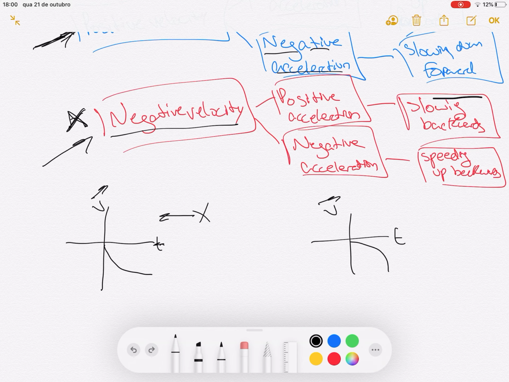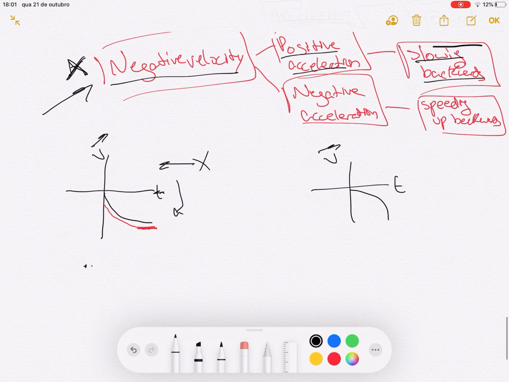So backwards means that it's below the x-axis. So yes, both of those could be. But one of them says slowing down and the other one speeding up. So how do we know if one is slowing down or speeding up? Well, in this case, the velocity is becoming flatter. Basically, the slope is becoming flatter. And so this means that the object is slowing down. And so the object is slowing down backwards. And if it's negative, then positive acceleration.